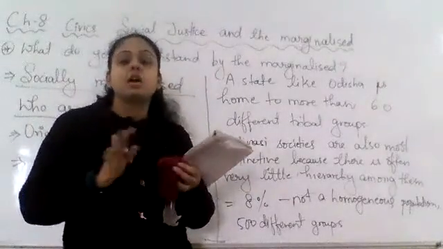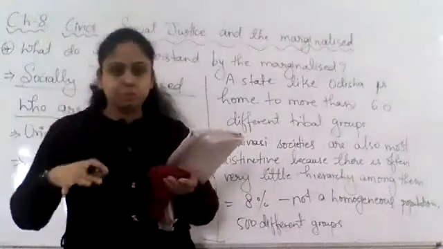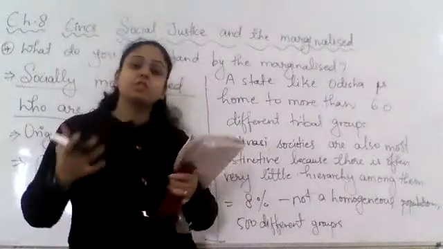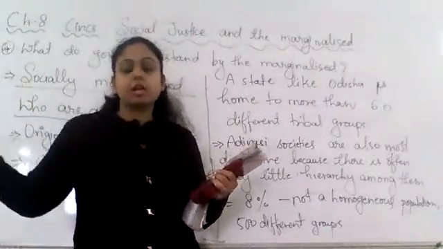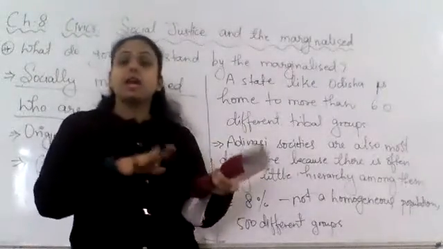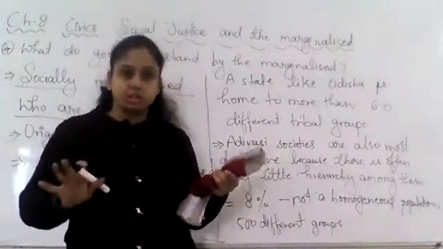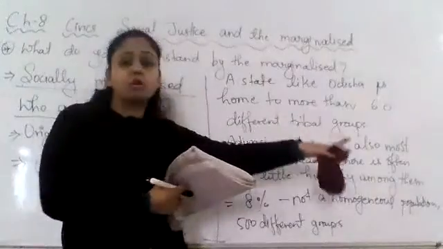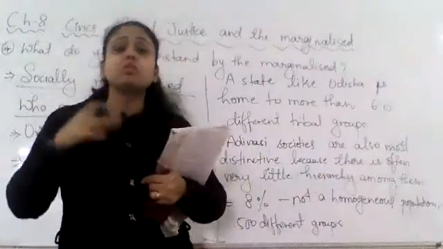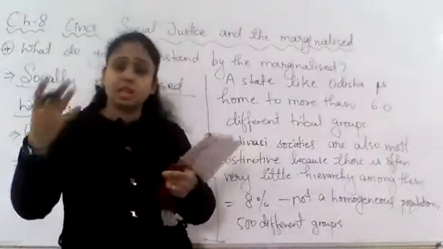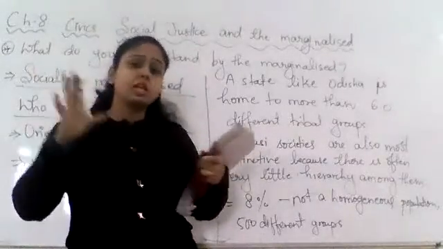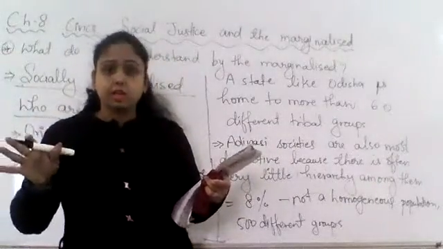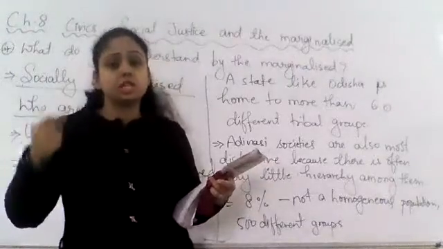Homogeneous population means all the Adivasi groups which are there, they are not following the same tradition and culture. If you see the Adivasi of Andaman and Nicobar and Adivasi of Jharkhand, they are not following the same culture and tradition. In Odisha also, more than 60 different tribal groups. So all those 60-70 tribal groups which are there in Odisha, they are not following the same culture and tradition. They all have different kind of tradition and culture. That means not a homogeneous group.